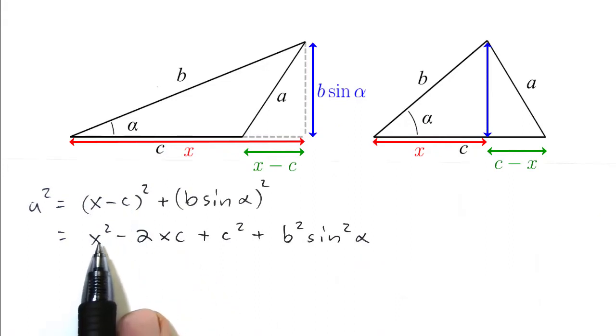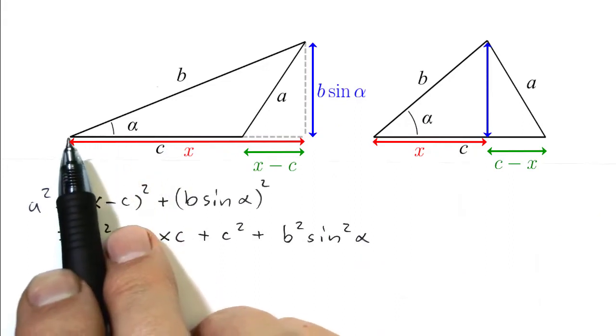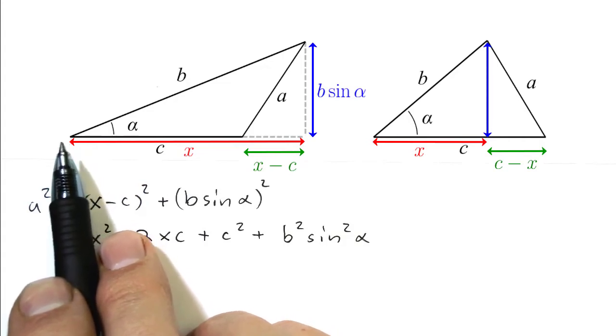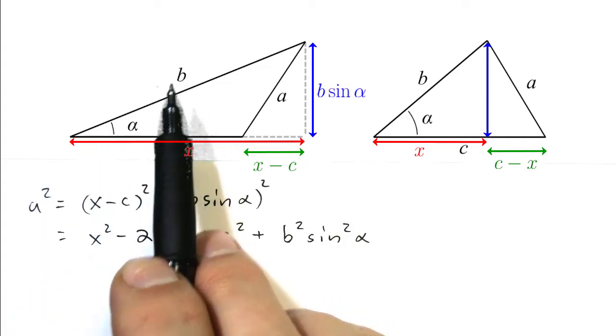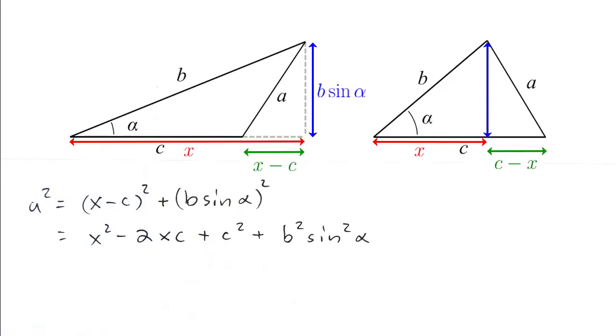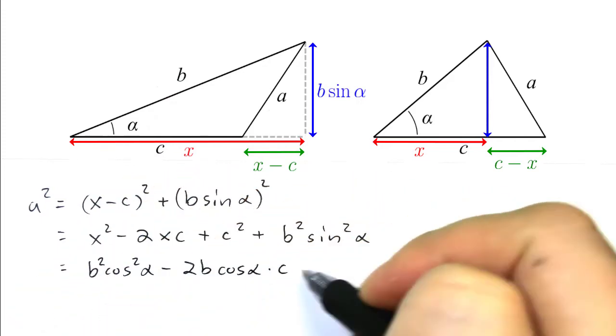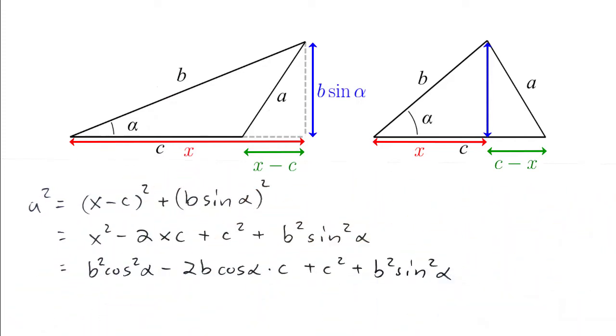Now, what is the quantity x? Well, from basic trig, x is equal to b times the cosine of alpha. And now we can use the Pythagorean identity for trig functions. I know that cosine squared alpha plus sine squared alpha is equal to 1. And here we have it multiplied by b squared. So these two terms combine to give us just b squared.